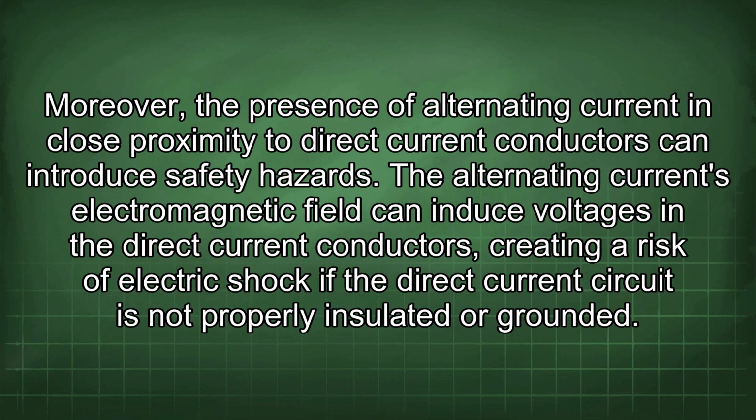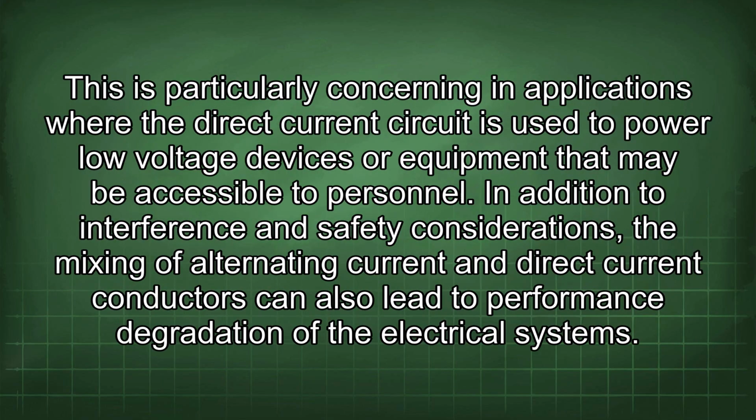Moreover, the presence of alternating current in close proximity to direct current conductors can introduce safety hazards. The alternating current's electromagnetic field can induce voltages in the direct current conductors, creating a risk of electric shock if the direct current circuit is not properly insulated or grounded. This is particularly concerning in applications where the direct current circuit is used to power low voltage devices or equipment that may be accessible to personnel.